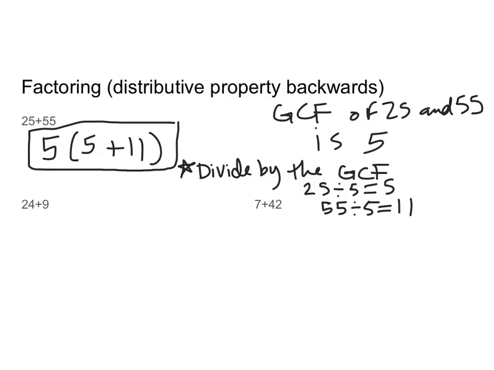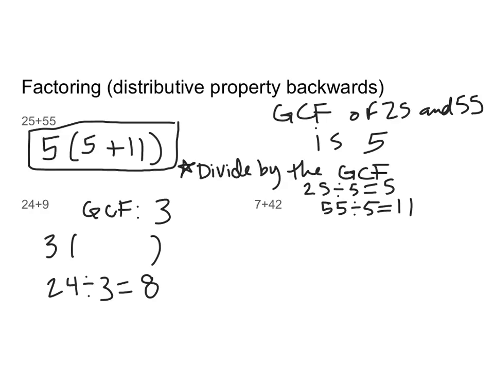Let's try it again with the next one. First we find the greatest common factor of 24 and 9. The GCF of 24 and 9 is 3. And you can always do a cake diagram to figure that out if you're not sure. So now we know we have 3 times something, and we just need to divide by 3 to see what that something is. 24 divided by 3 gives us 8, and 9 divided by 3 gives us 3. So this is 3 times 8 plus 3.